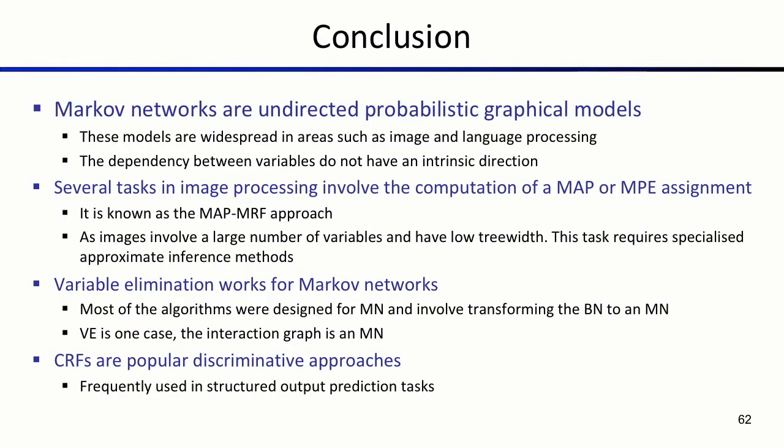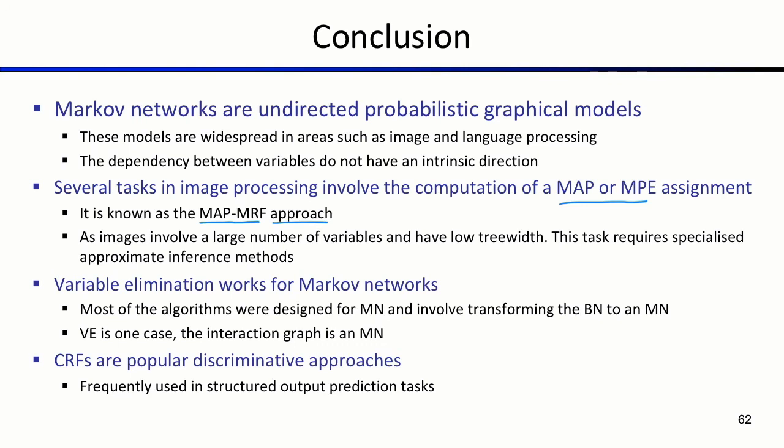Okay, so we got to the end of our lecture about the Markov networks, and we have seen that Markov networks are undirected probabilistic graphical models. These models are very common in areas such as image and language processing, because in these domains, it's common to have dependency between variables that have no intrinsic direction. So in many tasks that we have in image processing, we need to compute the MAP or MPE assignment. And this is so common that we call this approach the MAP MRF approach.